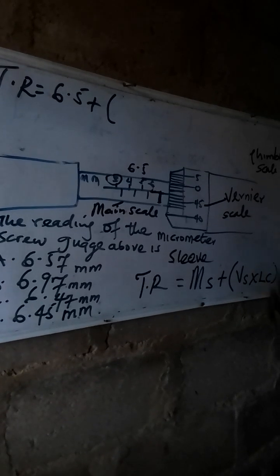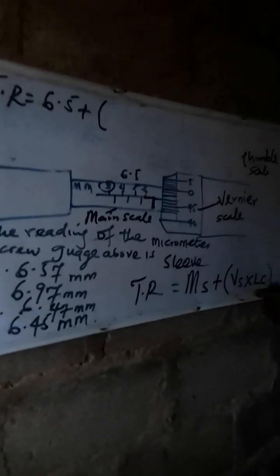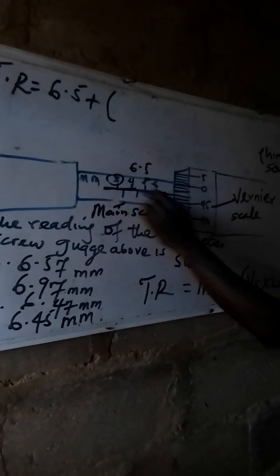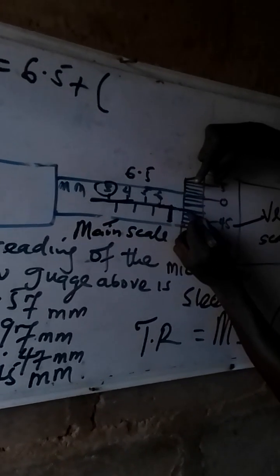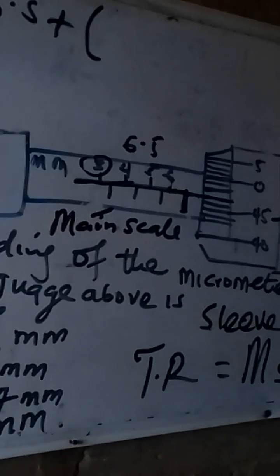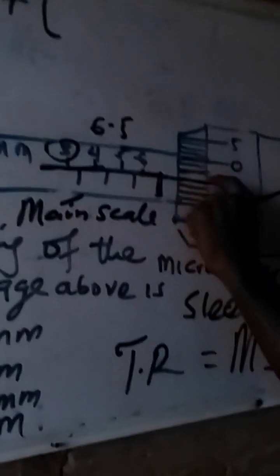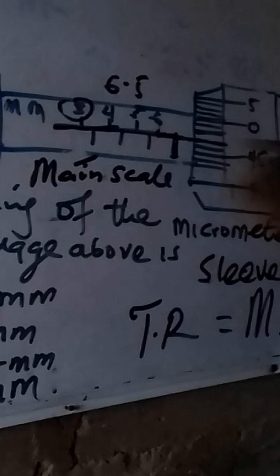Now, to check this one is very easy. Look at this line, the horizontal line on the main scale. You will check where it's touching on the vernier scale. That's where you stop counting. When it coincides with one another, that's where you are.